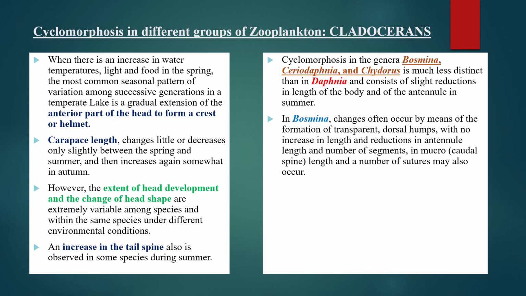So here, in this particular slide, we are going to see how the cyclomorphic phenomena exists in case of Cladocerans. So when there is an increase in water temperature, light, and food in spring, the most common seasonal pattern of variation among successive generations of temperate lakes is gradual extension of the anterior part of the head to form a crest or helmet.